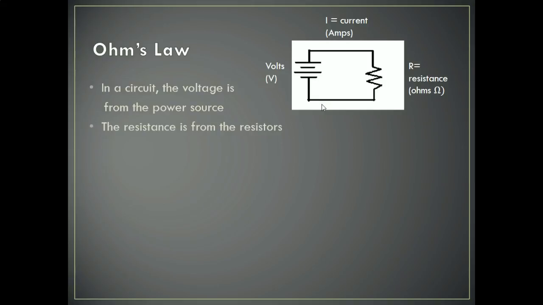Then there's resistance, which is measured in the resistor. In a resistor, obviously you have resistance. So resistance is all from the resistors, these squiggly lines. And the current is the amount of water flowing through the pipe. So in an electric circuit, it's the amount of electricity traveling through the circuit.